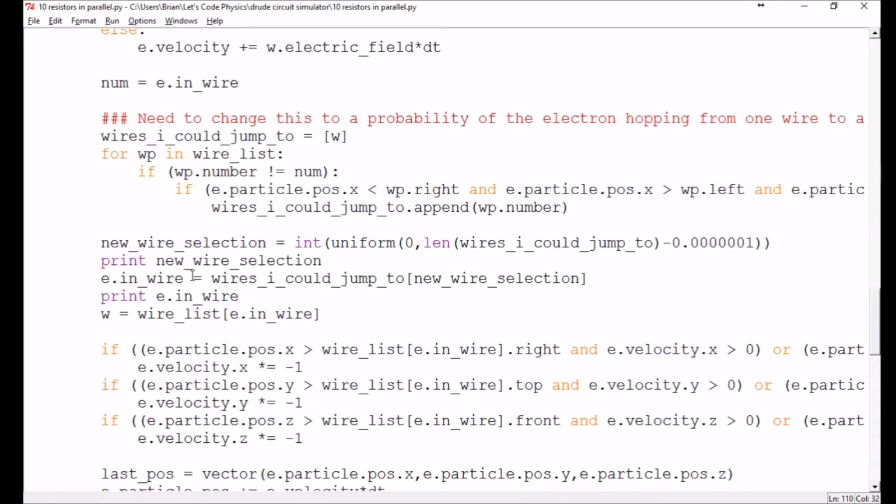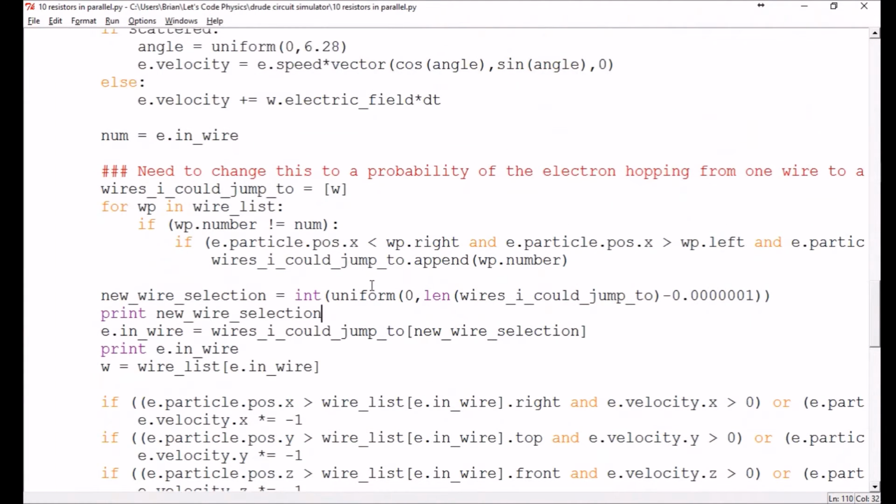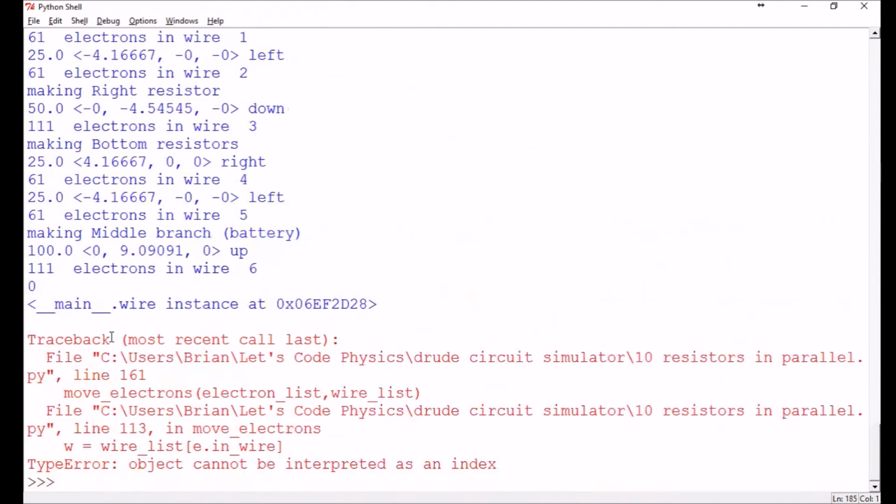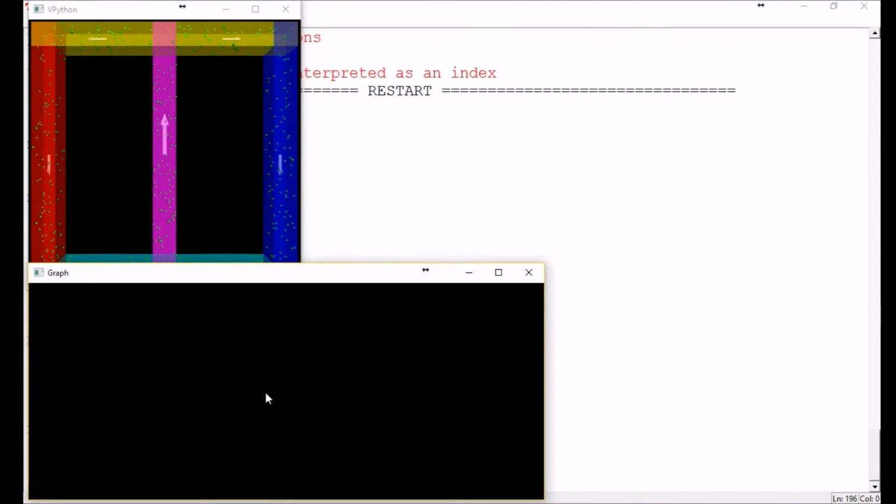So then I've got E.nwire equals wires I could jump to. Oh! The problem is it's trying to select 0, and the first one I have here is a wire, so I need W.number. That should be the last thing that I need to fix. I've got everything consistent now, I believe. And my code is running, hooray.